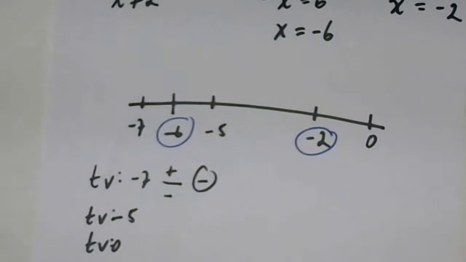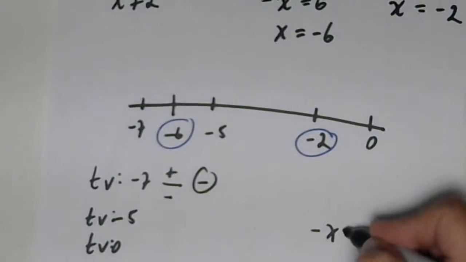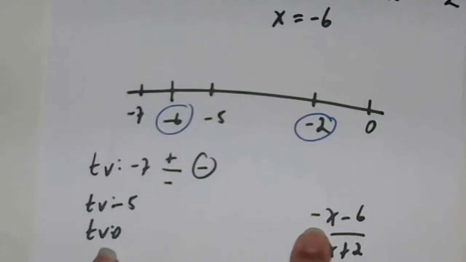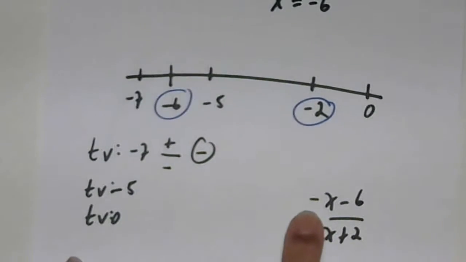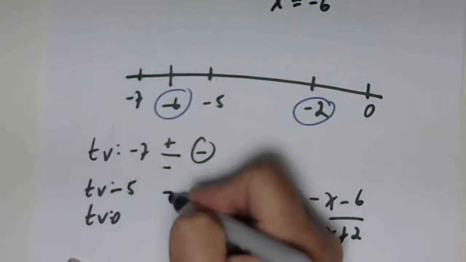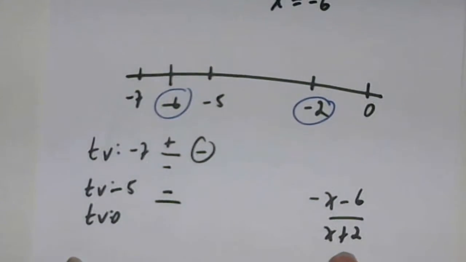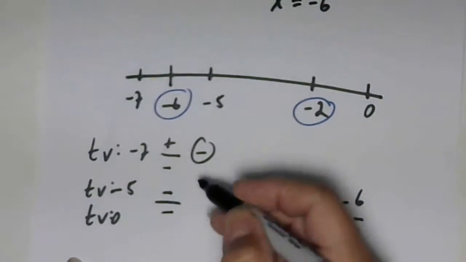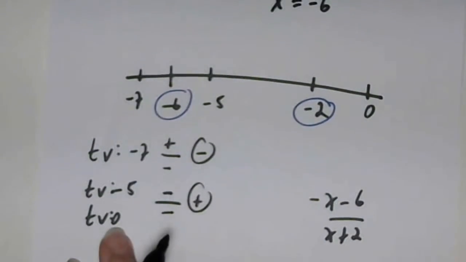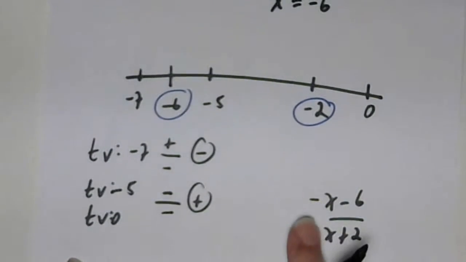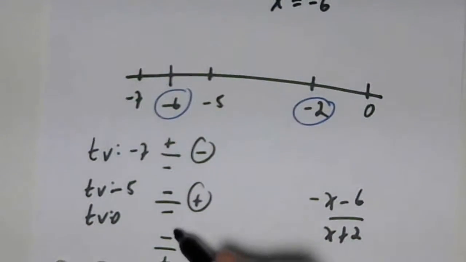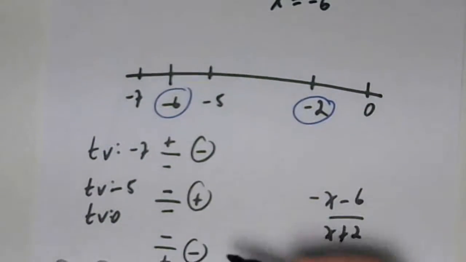Now let's take a look at our -5. Let me put this over here so we can see what's going on. We have -5. -5 is +5. +5 minus 6 gives us a negative in the numerator. -5 plus 2 is -3, gives us a negative in the denominator. Negative divided by negative is positive. Last but not least, our test value of 0. 0 minus 6, negative in the numerator. 0 plus 2 is 2, or positive in the denominator. Negative divided by a positive is negative.